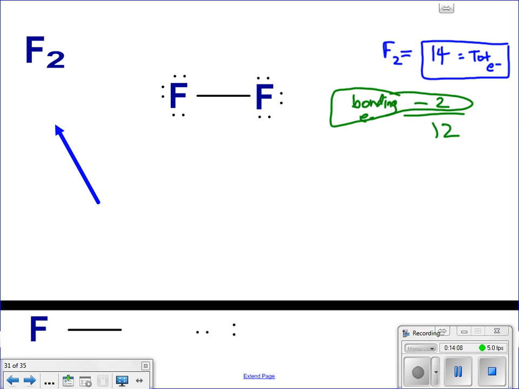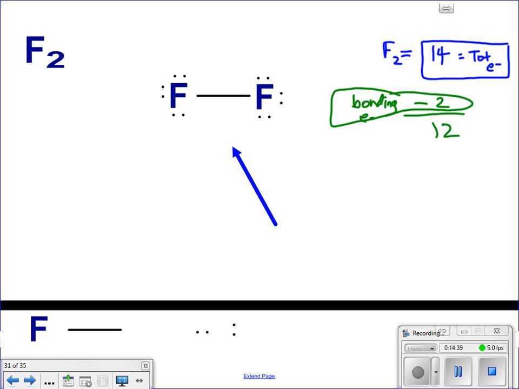So now we have the 12 put in there, and let's see how many we have total. We're going to count these guys out and make sure that we come up with the 14 that we had over here as the total electrons. 2, 4, 6, 8, 10, 12, 14. We got the right total. So this requirement is satisfied. We have the right number.